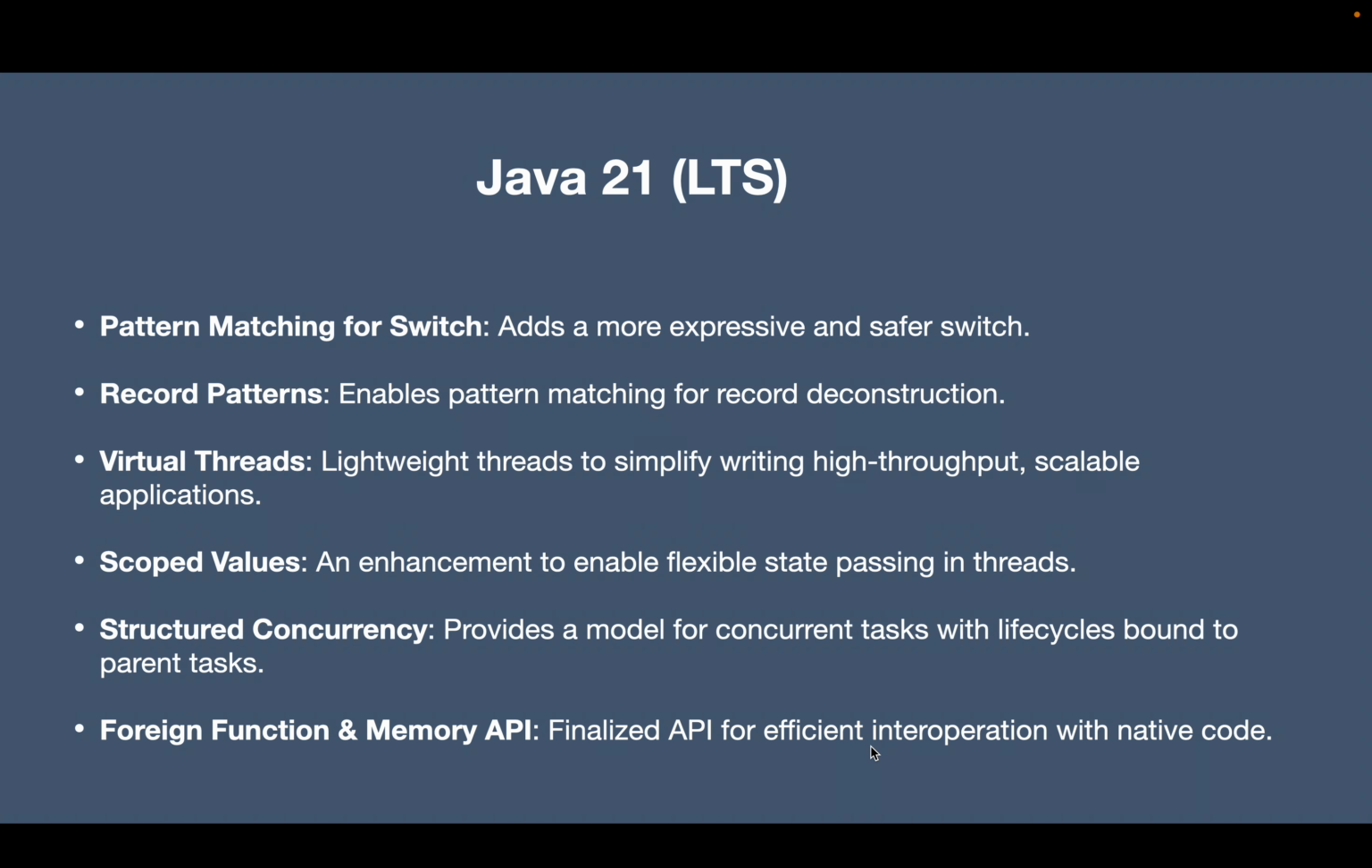So I have listed down all the features which were included in this version. If you could see, pattern matching is one of them. Record patterns are also similar to pattern matching. Then virtual threads, scoped values, and structured concurrency to handle concurrency efficiently, and then foreign function and memory APIs. We will go through each of them one by one in the video. So let's get started. The first one is pattern matching for switch case.